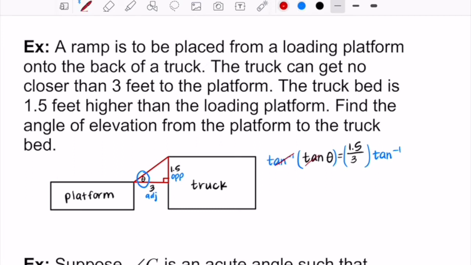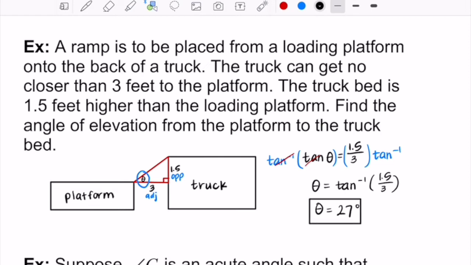Remember that tan inverse crosses out with tangent, and so I get theta is equal to tan inverse of 1.5 over 3. Typing that into your calculator, making sure that your calculator is in degree mode, you get theta is equal to, it doesn't say what to round to on this one. I'll round it to the nearest whole degree, so theta is equal to approximately 27 degrees.